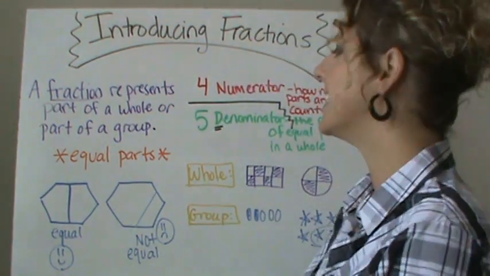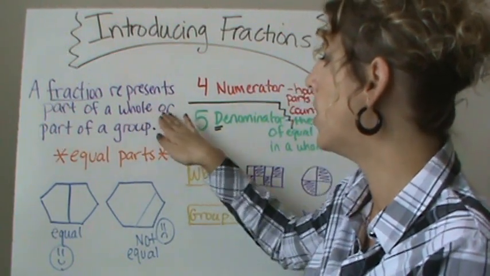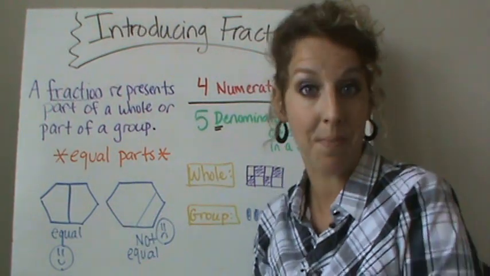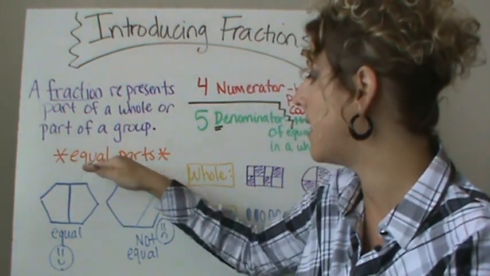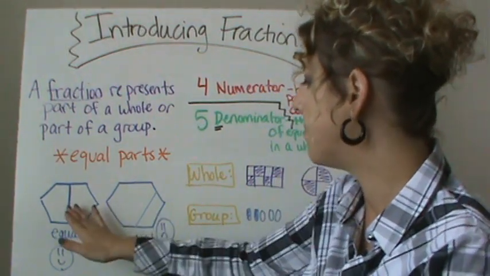Introducing fractions. A fraction represents part of a whole or part of a group. These parts must be equal. They have to be equal parts in order to be a fraction. So let's look at two examples.